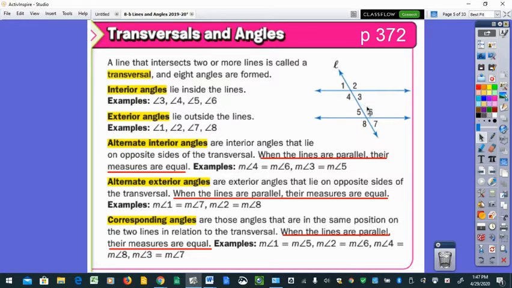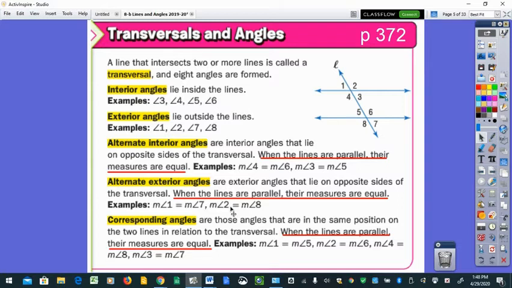But so would 3 and 7. They're both in the lower right of their group of angles. So would 4 and 8. They're both in the bottom left of their group. And 1 and 5. There are 4 pairs of corresponding angles in this picture. So we have some relationships right here talking about what different angles are.